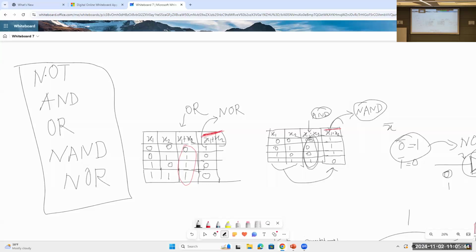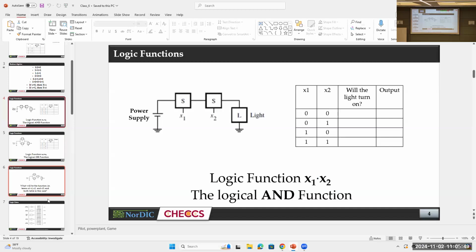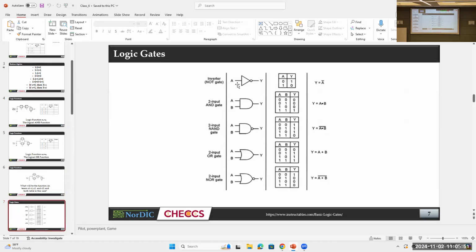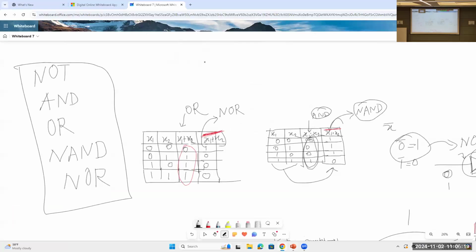So we actually covered these functions, and they are summarized in this page. As you can see, this is the representation of the gates. The inverter is represented as a triangle with a circle in front of it, and don't forget this circle. So this is the NOT gate or inverter, whatever you call it, and this is the AND gate. It's a NOT gate, if you don't mind.